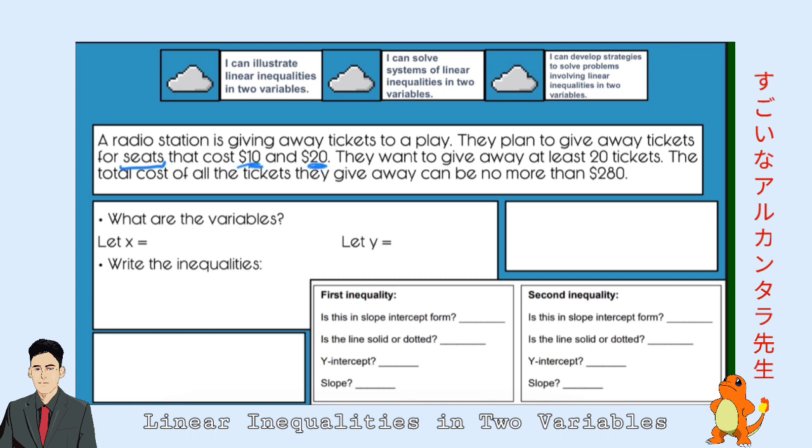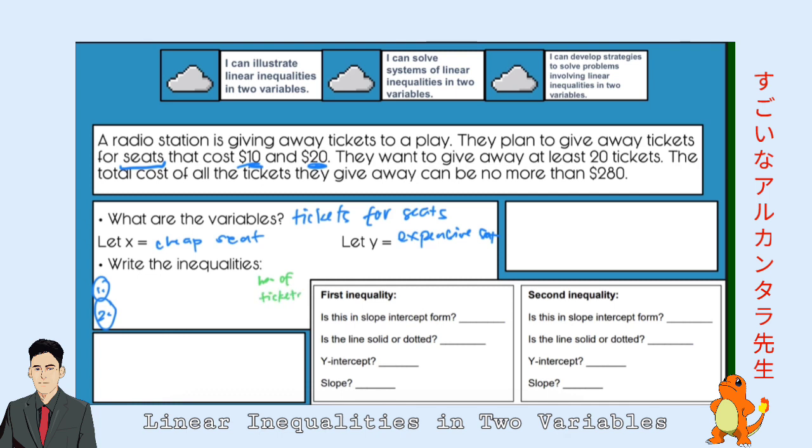So since we're talking about tickets for seats, we can make our x variable as our cheap seat and the y variable as the expensive seat. So that's what we can do. So in this case, the first inequality that we can have would be in line with the prices, and the other one would be at the number of tickets. So why is that the case? So why is the first one the number of tickets?